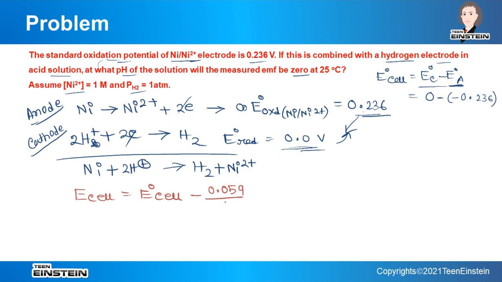0.059 divided by 2, then log of the concentration of the product side. In the product side we have nickel 2 plus and H2: nickel 2 plus concentration and partial pressure of H2, which is basically 1. And in the reactant side, we have only H plus, because nickel is a solid and will be considered 1. H plus to the power 2. Okay, so now put the values.